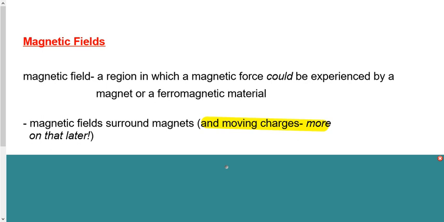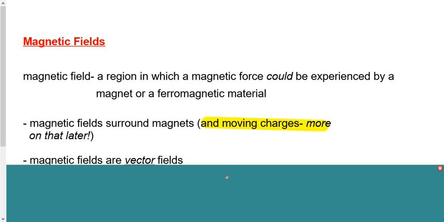Magnetic field, a vector field or a scalar field? What do you think? It influences things. Does it influence things in a particular direction or just influence things in no particular direction? It would be a vector field, yeah. You're right, it would be a vector field.